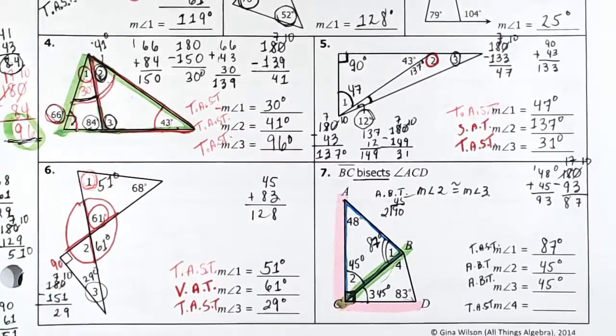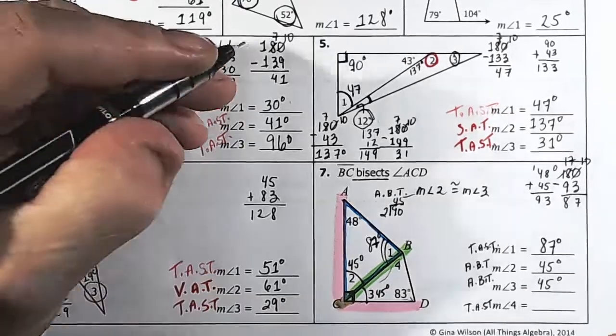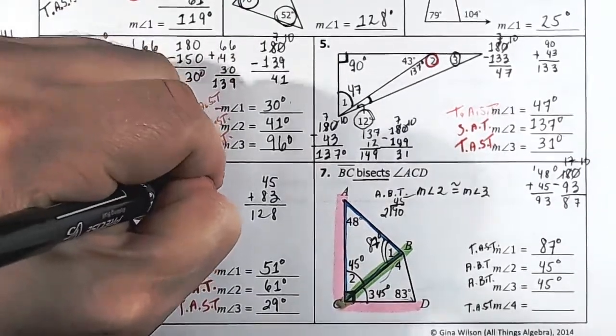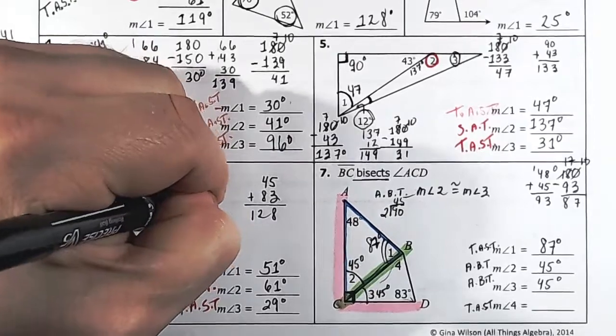45 plus 83: 5 plus 3 is 8, and 4 plus 8 is 12, 128. All right, now all we have to do is subtract 128 from 180. This is so exciting. 180 minus 128.